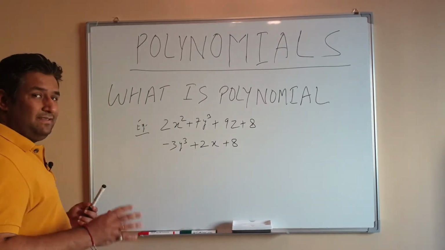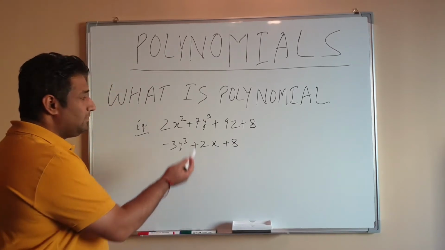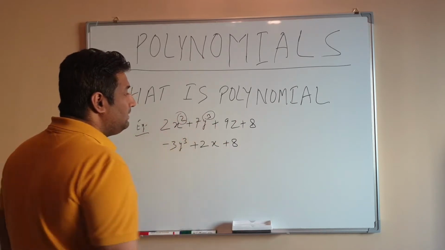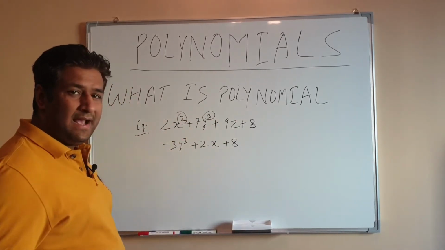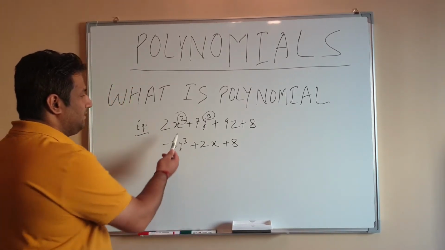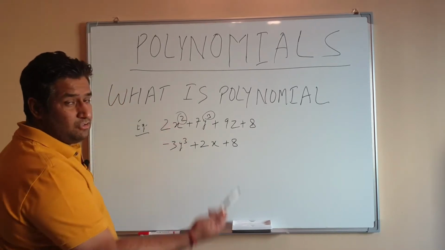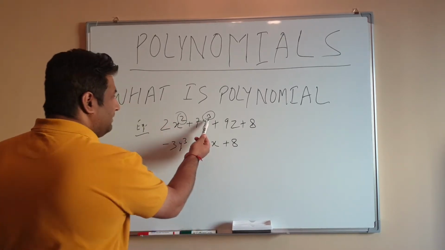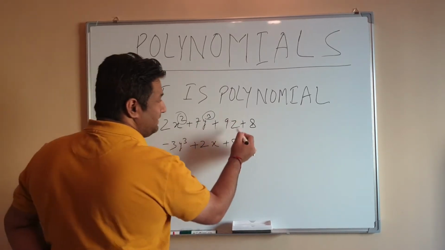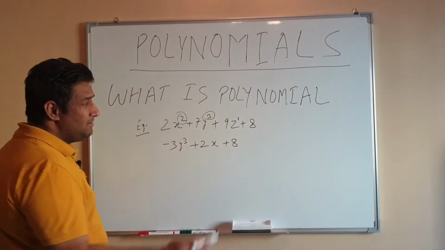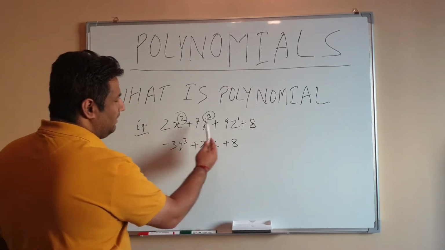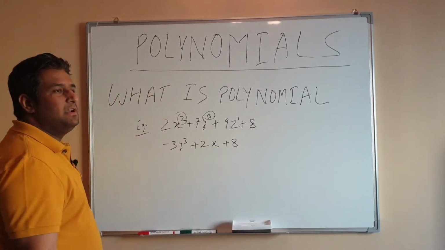Now to identify that, it's very simple. The degree of the polynomial, degree as in the highest power of the polynomial term, has to be a whole number. For example, if you see here, the degree or the highest power is 2, and 2 is a whole number. Here 3 is again a whole number. For z, nothing is written, so the power is 1, which is also a whole number. So the combination of all these terms will make a polynomial.